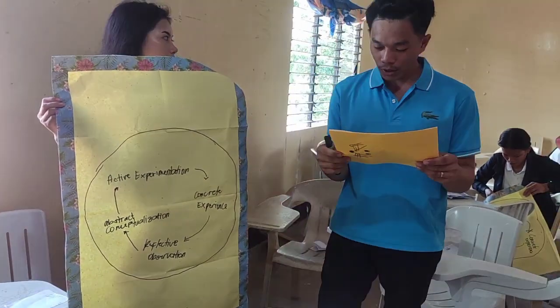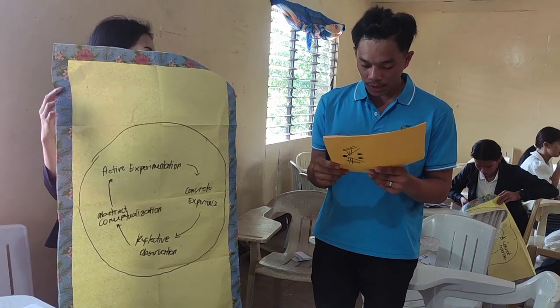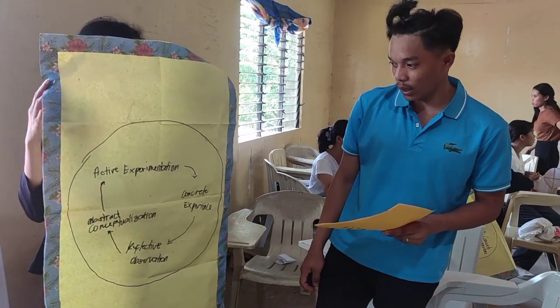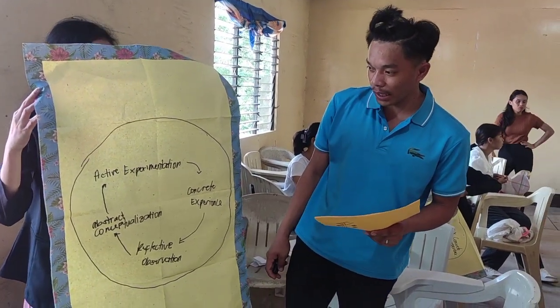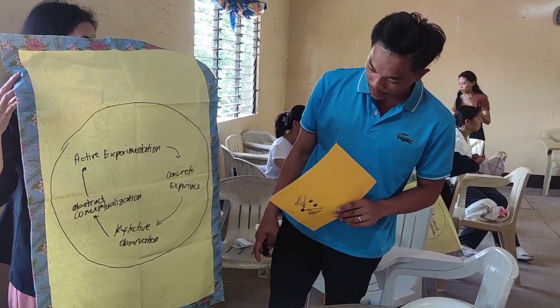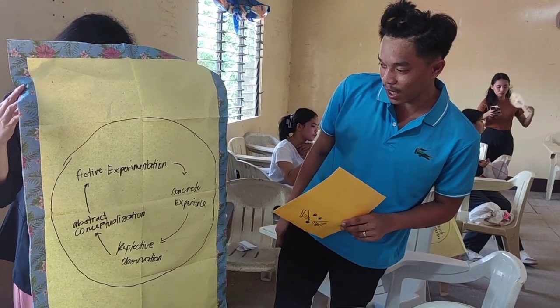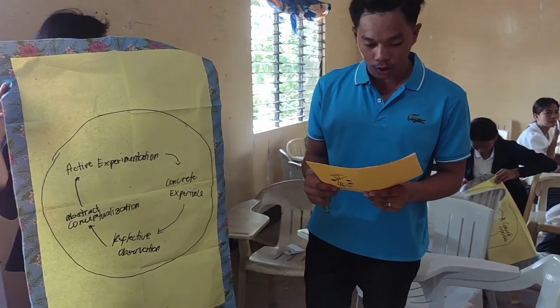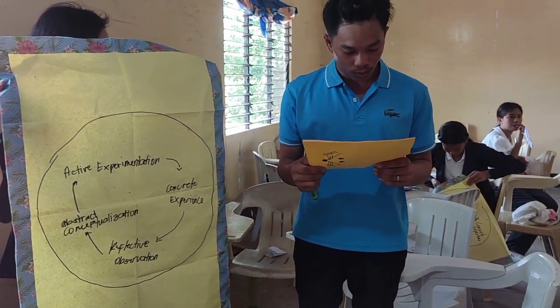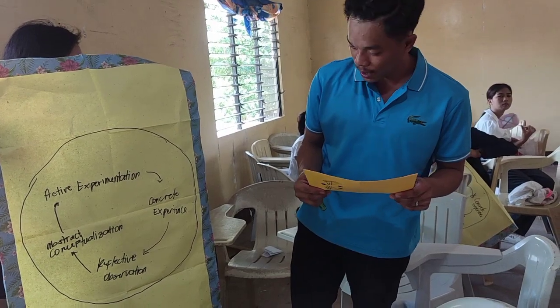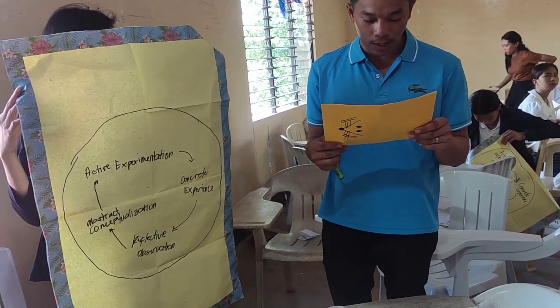Create an illustration that shows the flow of Kolb's experiential learning cycle and explain each of the stages. First, we have here a cycle: active experimentation, concrete experience, reflective observation, and the last, abstract conceptualization. So, active experimentation is planning or trying out what was learned. And then concrete experience, so it is doing or having an experience.